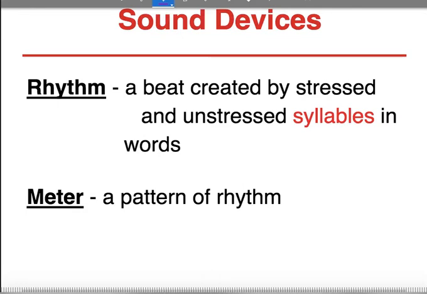So a rhythm. A rhythm is a beat created by stressed and unstressed syllables in words. So the same way that there's a rhythm in music, certain syllables in words in a poem might create that same kind of rhythm, and a poet will create a rhythm for a reason. A meter is a pattern of rhythm, so if there's a clear pattern throughout the poem, it's called a meter.